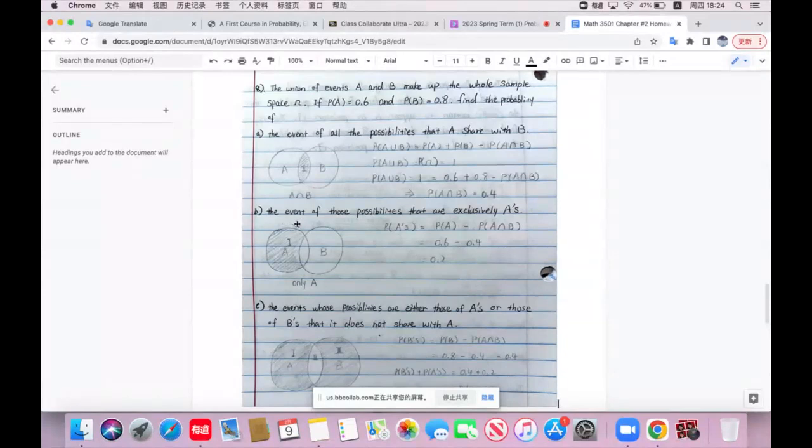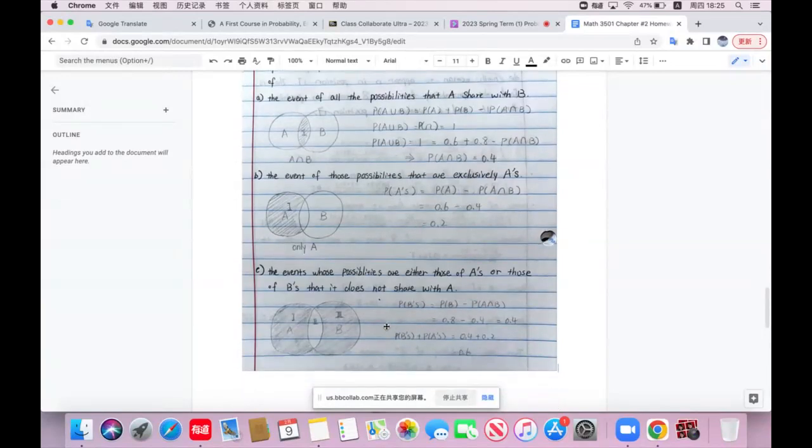And B, the events of those possibilities that are exclusively A's. Exclusively A's also means only A. So we need to find the probability of the first part, which is P(A) minus P(A intersection B). We need to subtract the A intersection B because the middle part is not only A but also contains B. So we also just plug in all the numbers, and we will get the probability of exclusively A equal to 0.2.